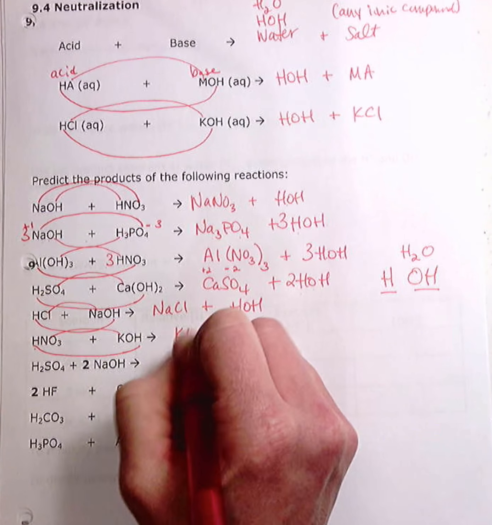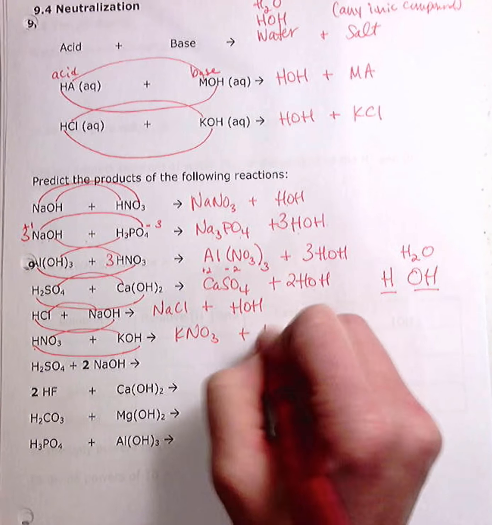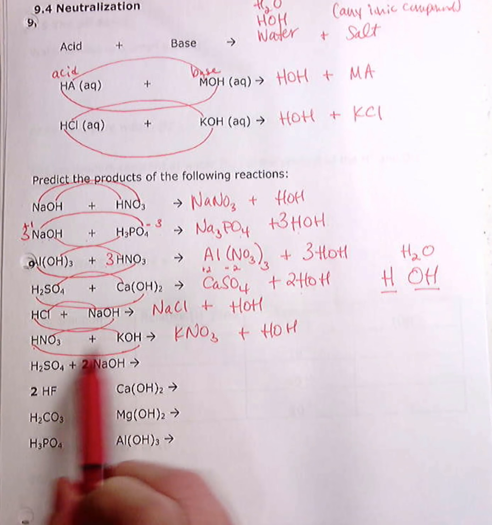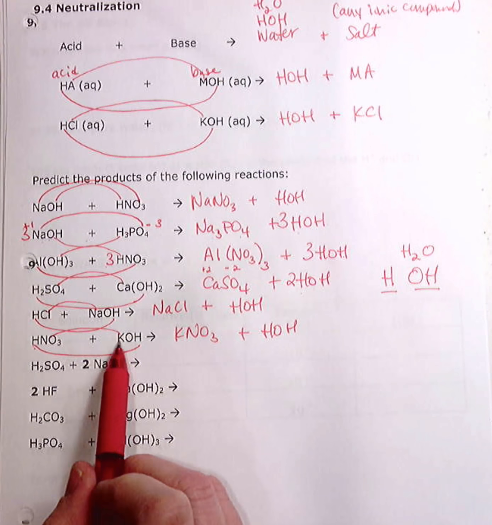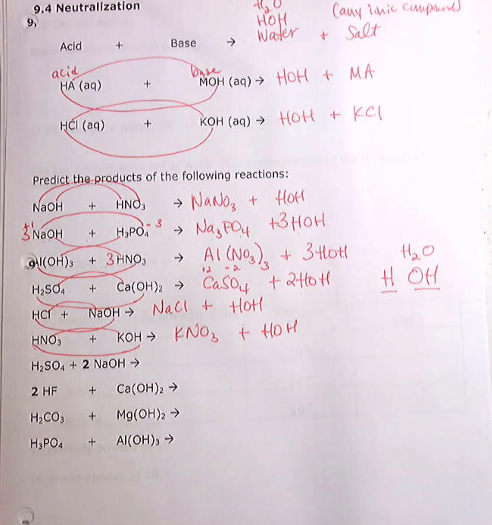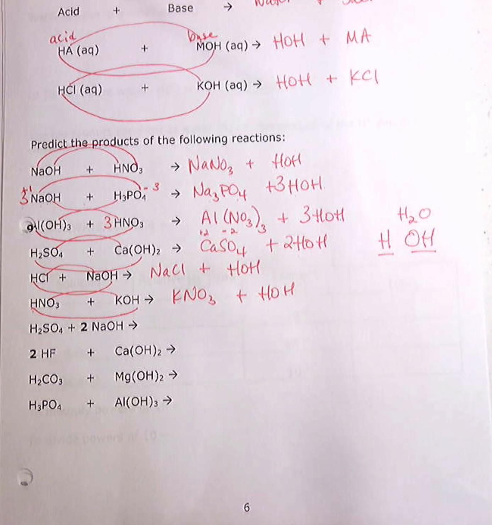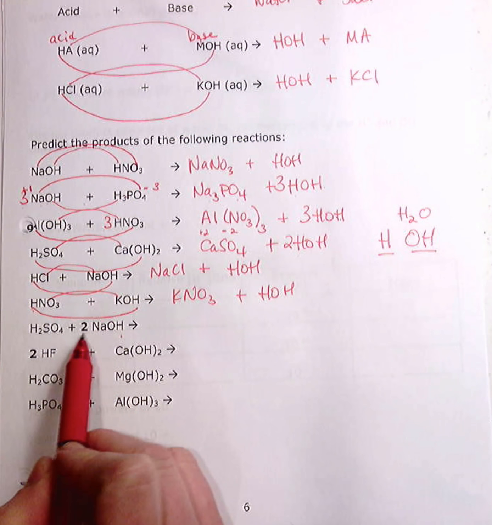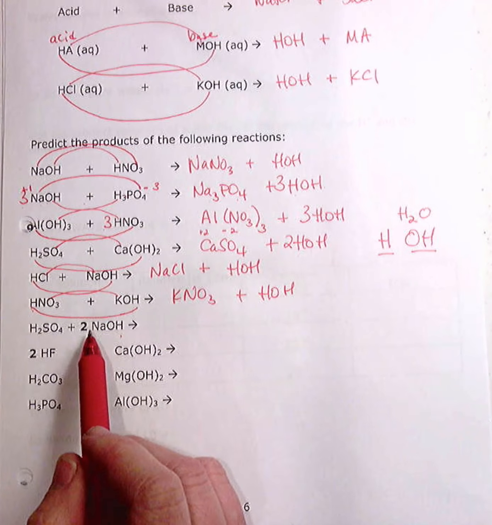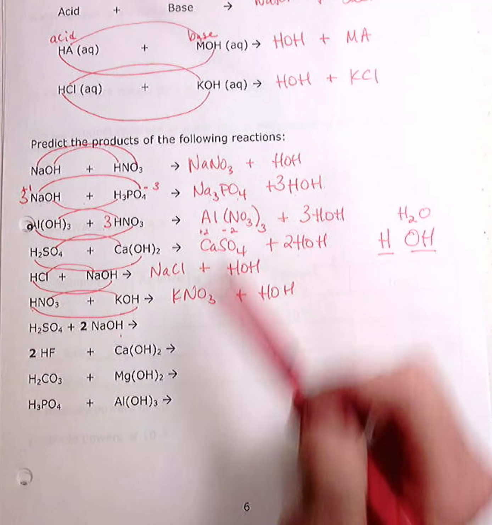So HNO3 and KOH. You get KNO3 plus HOH. And then potassium, potassium, hydroxide, hydroxide, hydrogen, hydrogen, nitrate, nitrate. It's all balanced. Okay, sulfuric acid plus sodium hydroxide. And I gave you a little hint with balancing this. That's more like what I would provide for you on the exam as opposed to these ones up here.